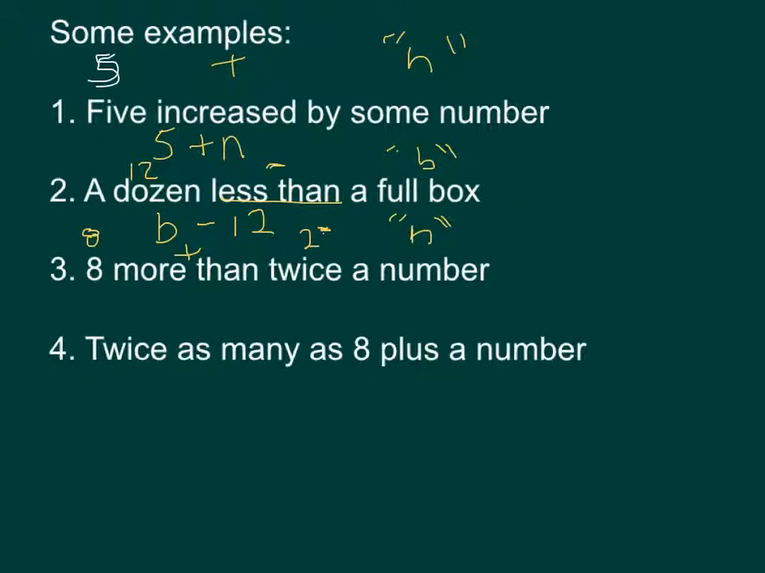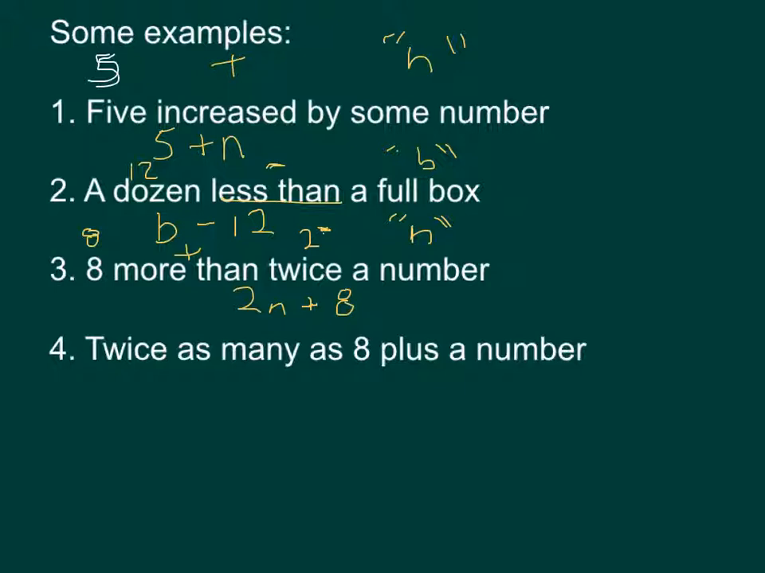So 2 times, let's see, 8 more than twice a number. So 2 times a number. And then it's going to be 8 more than that. So I need to add this 8 last. Okay, that's 8 more than 2 times a number.